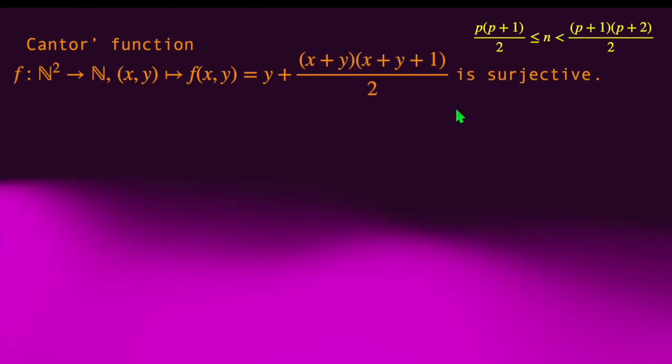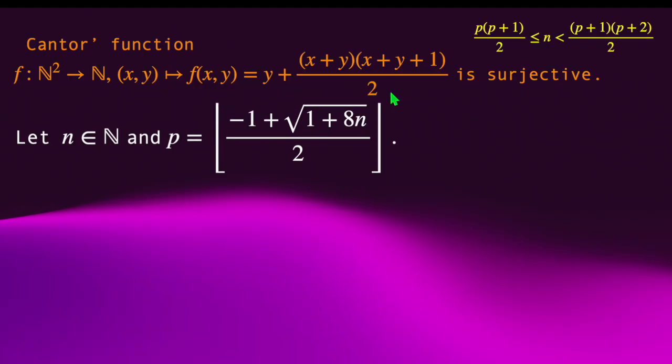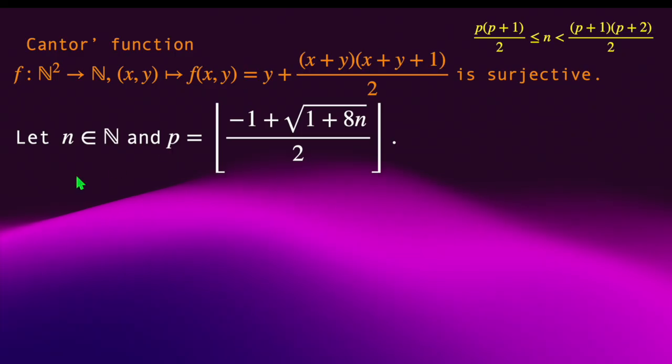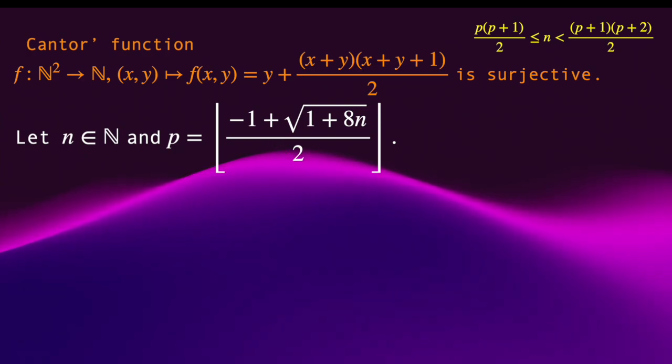I recall the inequality. So first we will show that this spiraling function is actually surjective. So we take a natural number n here, and we look for x and y such that f(x,y) is equal to n, and we put p, the solution of the previous lemma.